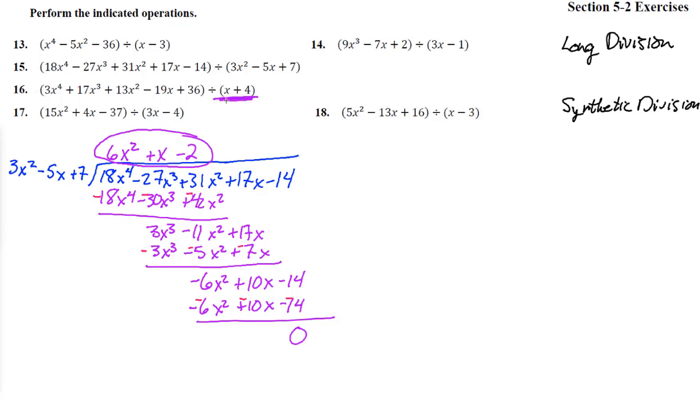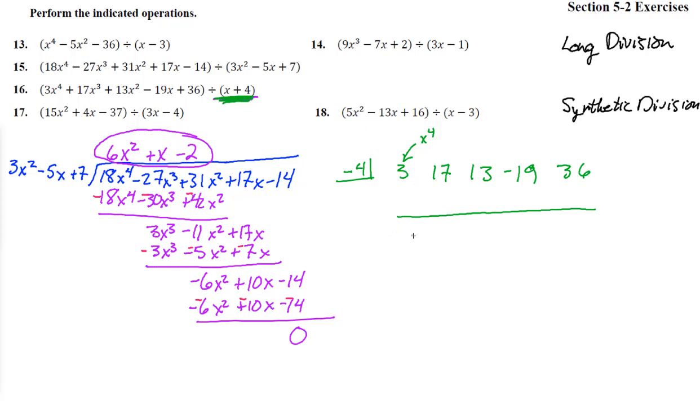All right, number 16. Oh, look at this one. This guy right here means that we can do synthetic division. Use the negative 4. Let's go ahead and put it over here. Negative 4 in the box. And then 3, 17, 13, negative 19, and then positive 36. So remember, this guy started out as an x to the 4th, and so when we drop it down, everything will drop by a power, so we'll start with an x cubed.